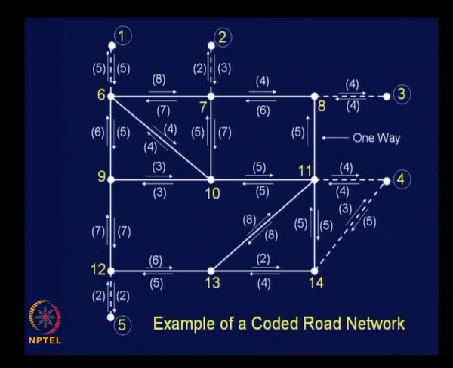How many zone centroids are involved in this example? There are 5 zone centroids, right? And how many centroidal connectors are involved? 6. Yes, only one zone has got 2 centroidal connectors. Zone 4 has got 2 connectors, right? And how many nodal points are involved in the main highway network? You can count and check, and you can also count the number of links involved, right?